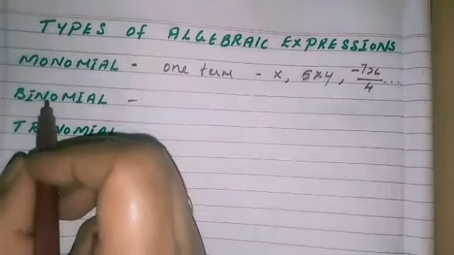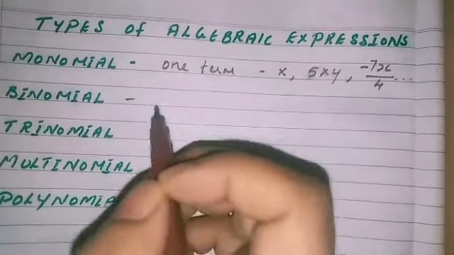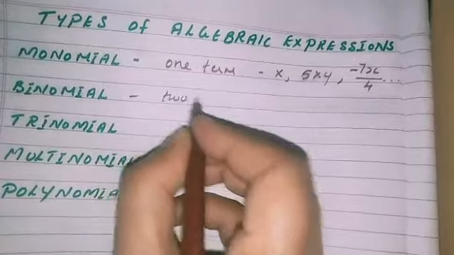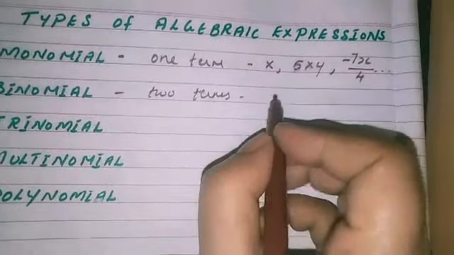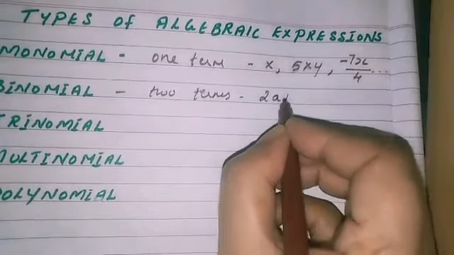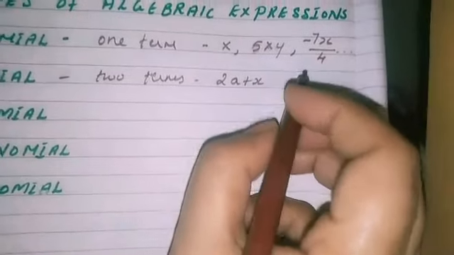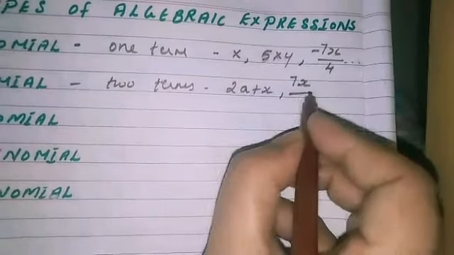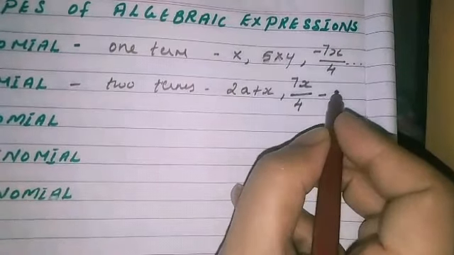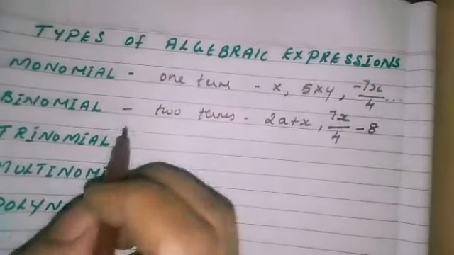The second one is a binomial. As the name suggests, a binomial has two terms. For example, 2a plus x could be one example, or one more could be something like 7x/4 minus 8. This also could be one example of a binomial.